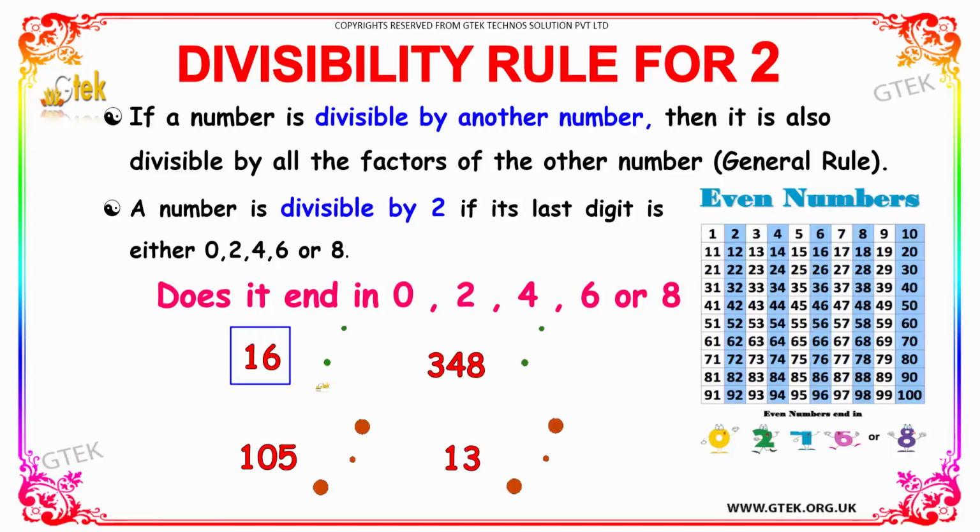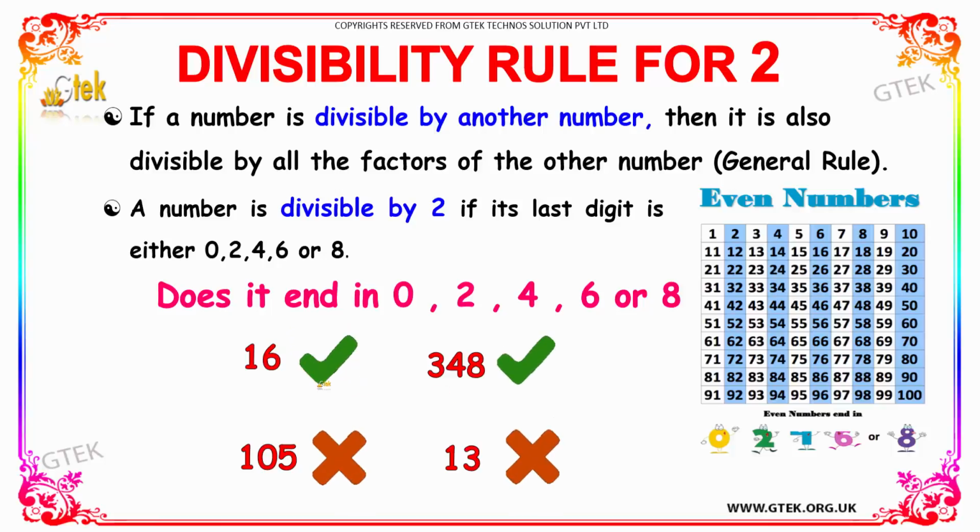We have to guess whether 16 is divisible by 2 or not. Yes, it ends with 6, hence it is divisible by 2. Your answer is right. Is 348 divisible by 2? Yes, it is divisible by 2 as the last digit is 8, which is a multiple of 2. 2, 4, 6 and 8 are multiples of 2.